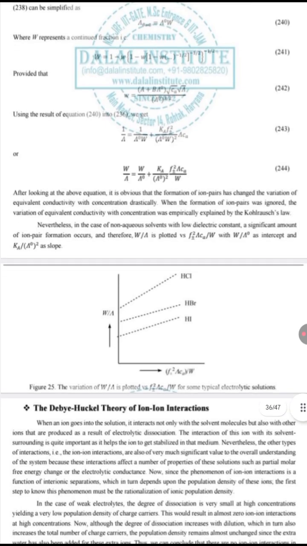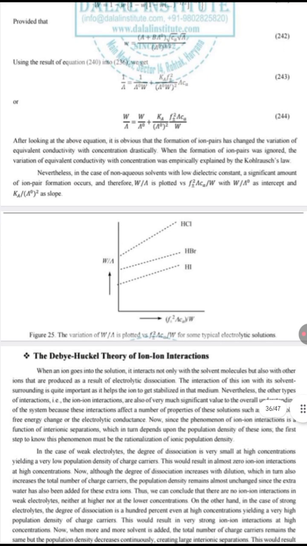Equation 238 can be simplified as lambda at theta equals 0 equals lambda naught omega, equation 240, where w represents a continued fraction, that is w equals 1 minus w (1 minus w (1 minus w ...) to the power minus 1 by 2) to the power minus 1 by 2, equation 241, provided that w equals (a plus b lambda naught) into under root Ca into (under root lambda divided by lambda square) to the whole power 1 by 2, equation 242.